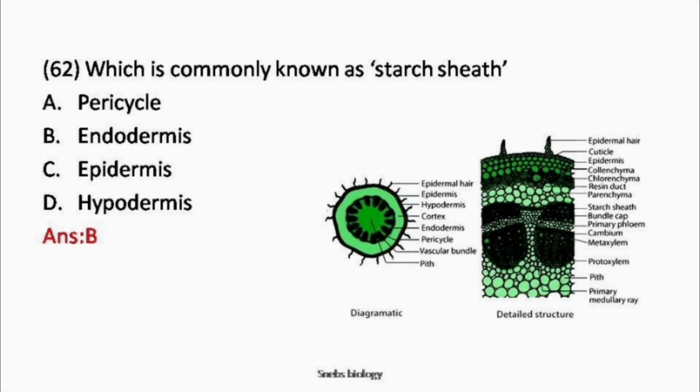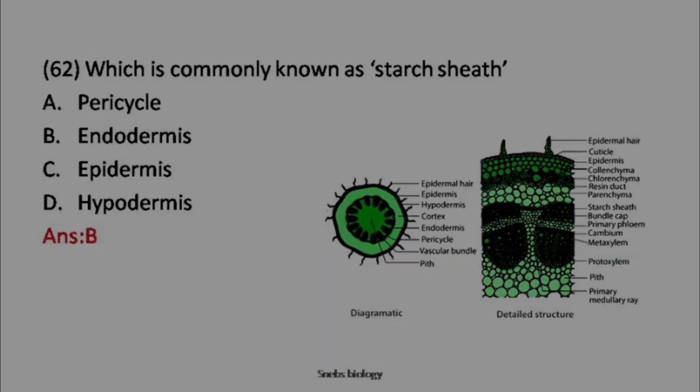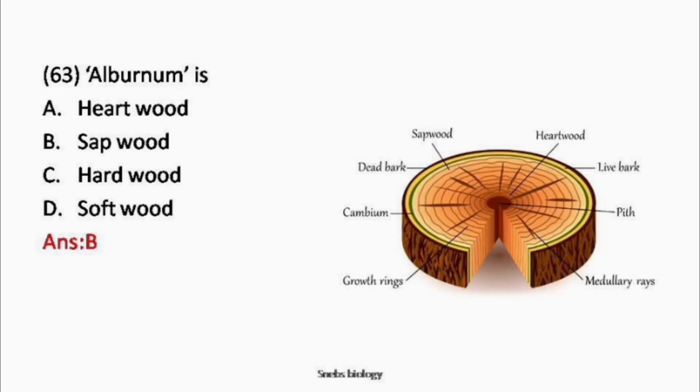Next, question number 62. Which is commonly known as starch sheath? Option A pericycle, option B endodermis, option C epidermis, and option D hypodermis. So the correct answer is endodermis because it is rich in starch grains. Clear? Next, question number 63.